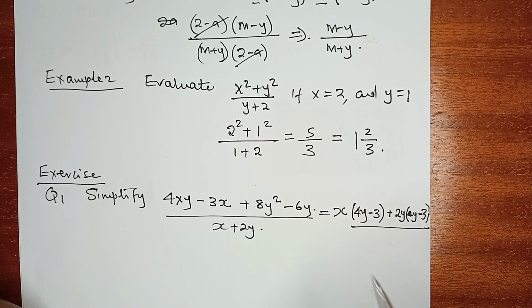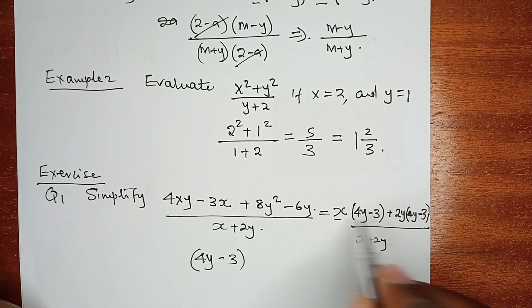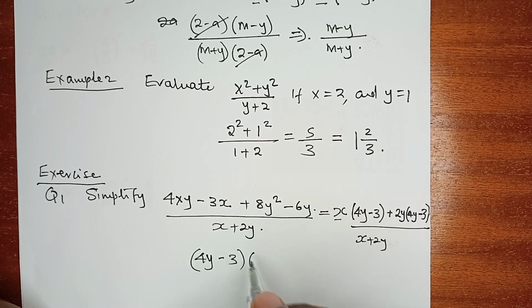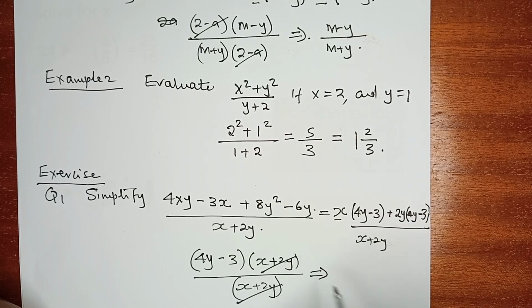In the denominator, we just have x plus 2y, nothing common. And as you can see in the numerator, we have 4y minus 3, a repeated bracket. We write it once, and x plus 2y form a bracket of their own, everything over x plus 2y. And clearly that bracket will cancel with that one, and the final submission will be 4y minus 3.